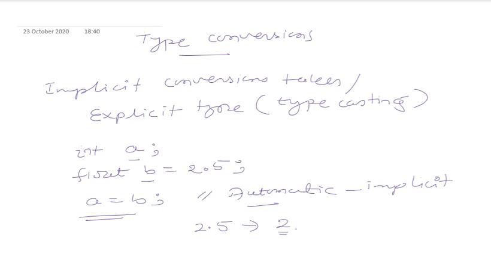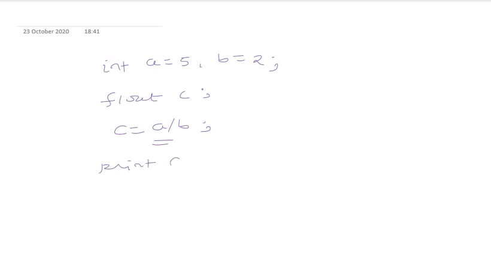I'll give you another example of automatic conversion. Say I have int a as 5 and b as 2, then I'll take one variable float c. c is equal to a by b. So this is how I divide. When I print c, what output am I expecting? You pause and guess what it will produce. It will produce the output as 2.0, not 2.5.